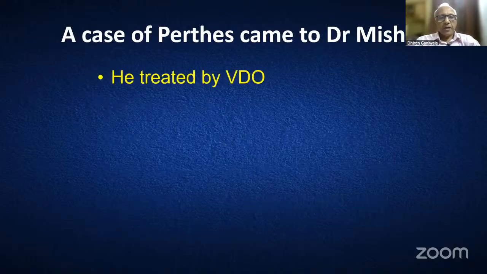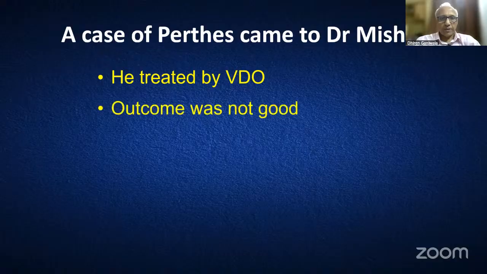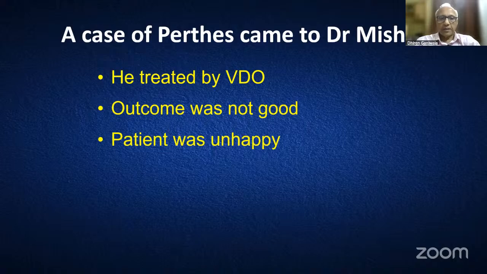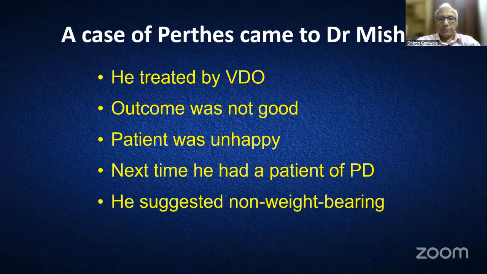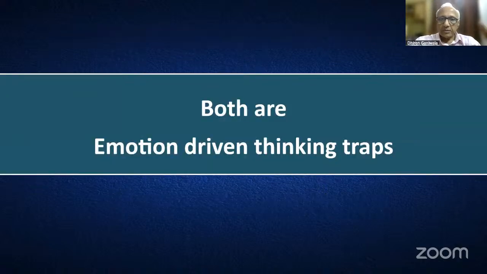The other, Dr. Mishra, treated one patient of Perthes with varus derotation osteotomy. The outcome was not good. The patient did not improve. The pain persisted. The range of motion did not improve. The lurch persisted. The patient and the family were both unhappy, and every time they came to the OPD, they made comments about Dr. Mishra. So learning from that past bad experience, the next time Dr. Mishra had a patient of Perthes disease, he suggested non-weight bearing, because he had realized that surgery is not giving good results. Now remember that both these incidents are emotion-driven thinking traps. The past experience made us think that XYZ is good or XYZ is bad.